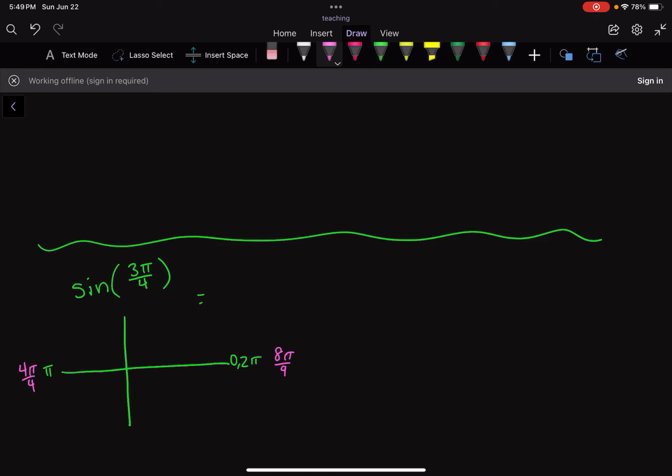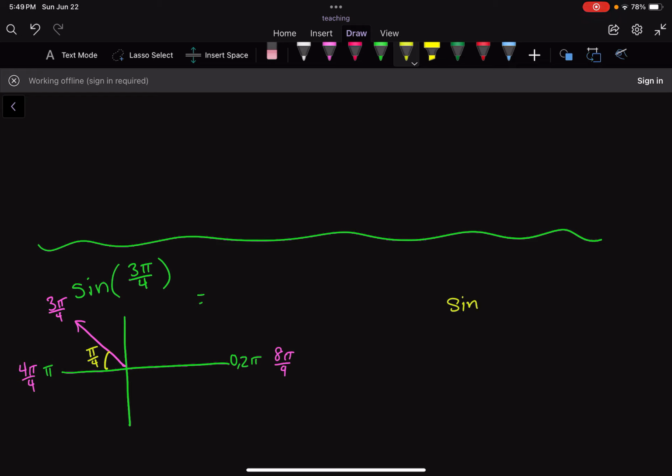3 pi over 4 would come right before 4 pi over 4, so it ends up in this quadrant. Then I measure how far it is from the x-axis. So this one is pi over 4. And then usually you would go to your table, or however you've remembered these.